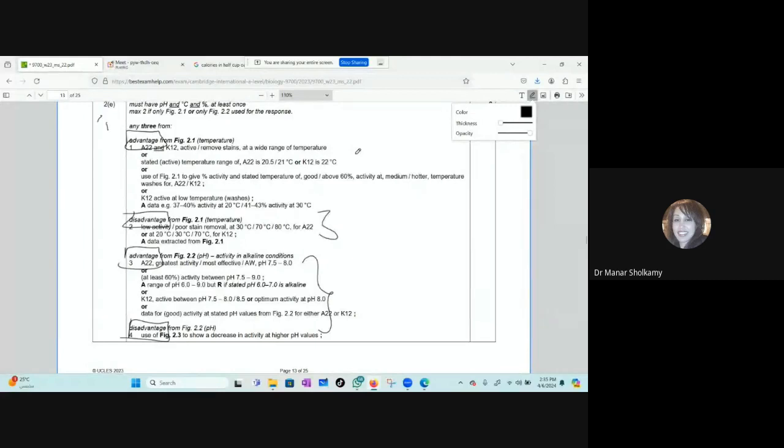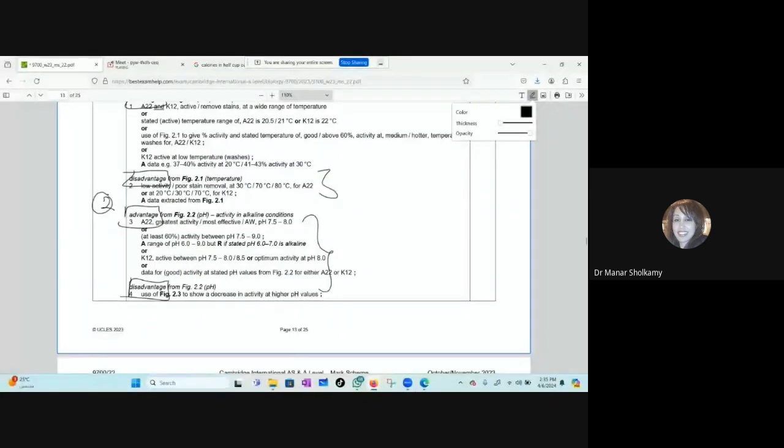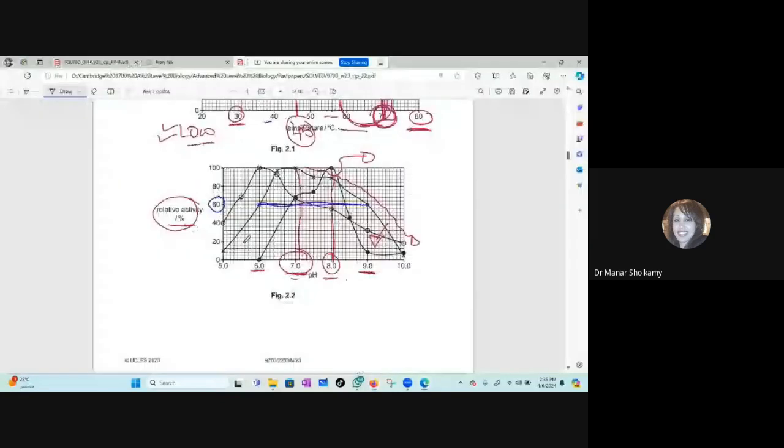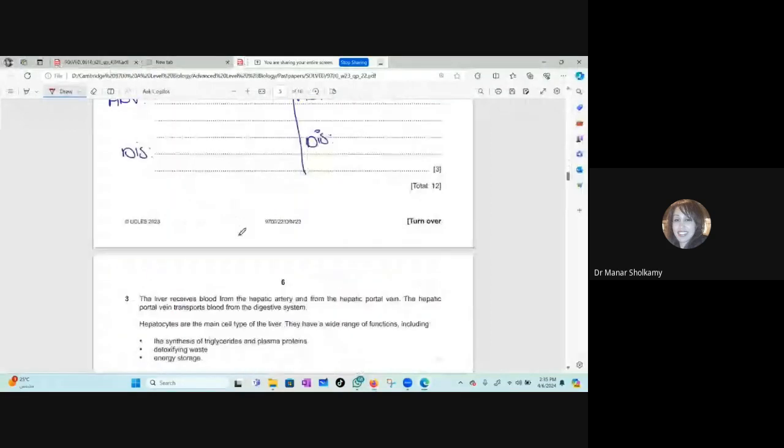This is enzyme 1, advantage, disadvantage. Enzyme 2, advantage, disadvantage. That's why I keep on telling you, organize your answer. It should be nice and clear and include everything. And for every enzyme, you have to include information about the pH and the relative activity, and the temperature and the relative activity. Okay, so we want to learn together how to organize our answers.